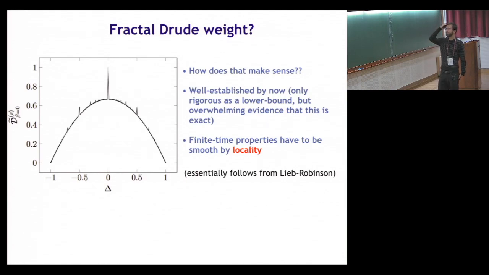So the first thing, if you see this, is: how does that ever make sense? Okay, and this was very controversial actually. It was first established as a lower bound by Tomasz Prosen. But I think by now there's overwhelming evidence, in particular also from GHD, that this is an exact result. Perhaps not everyone agrees, but I think most people agree by now we have a completely full formula for this. So we're supposed to take this very seriously. The actual Drude weight in that model, as a function of delta, is a completely discontinuous function that has this fractal dependence.